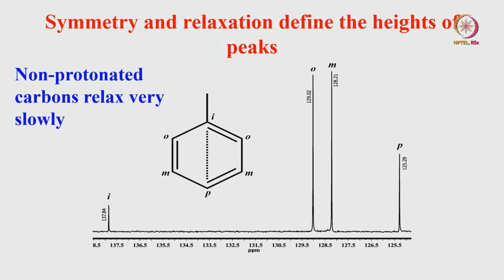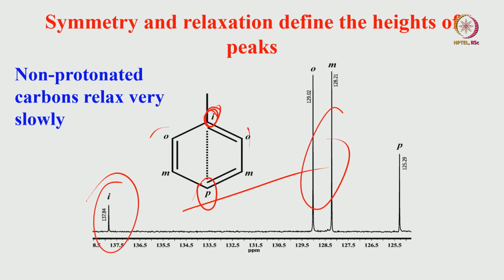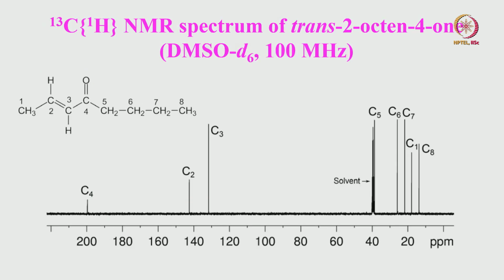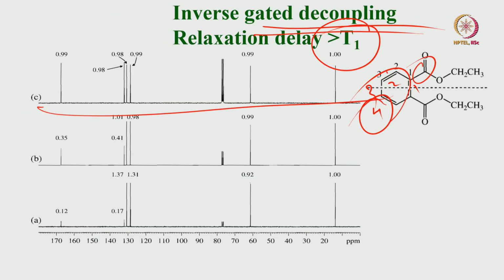So what is important is that the relaxation also matters and the symmetry also matters. Example of the symmetry and the relaxation both is seen in the non-protonated carbons here. You see, the ipso carbon and the para carbon. These are all protonated. They have different intensity. The ipso carbon is not attached to a proton. This carbon has a very weak intensity because such carbons relax very, very slowly. This intensity ratio of 1:2 is understandable, whereas this one is not understandable. That is because non-protonated carbons always relax slowly. So this is how we understand that the peak intensity depends upon the symmetry and the relaxation of the molecules.